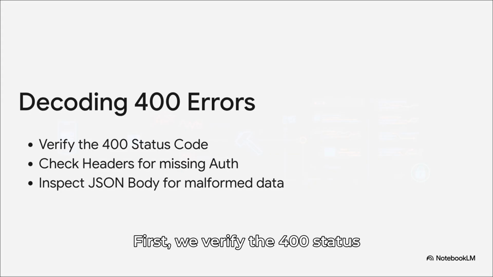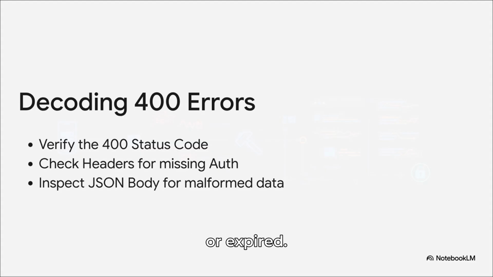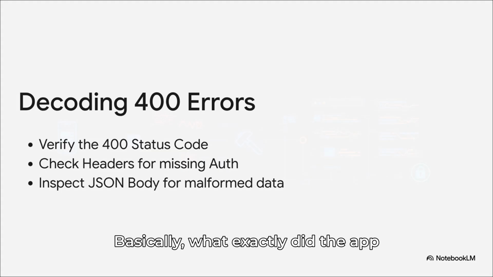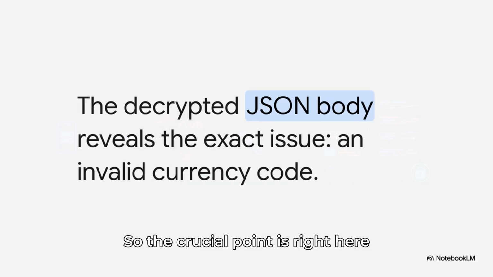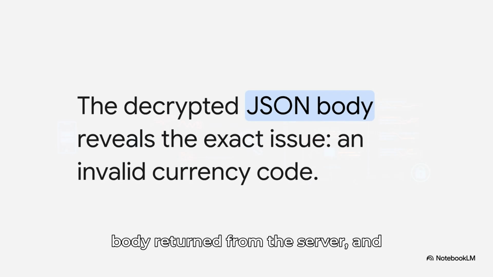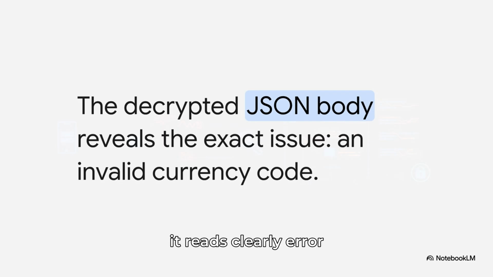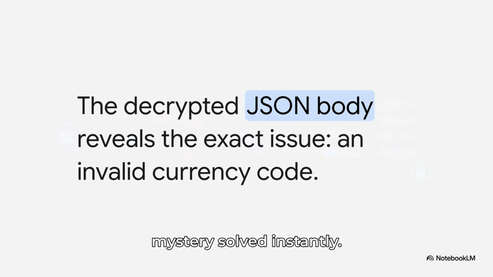First, we verify the 400 status code, which tells us the server thinks the client sent a bad, malformed request. Second, we check the request headers to ensure the user's authentication token isn't missing or expired. If the headers look good, we move to Step 3, inspecting the JSON body for malformed data. Basically, what exactly did the app send to the payment gateway, and what did the gateway say back? So the crucial point is right here in the response payload. We zoom in on the decrypted JSON body returned from the server, and it reads clearly, "Error, invalid currency code, code 400." Boom, mystery solved instantly.